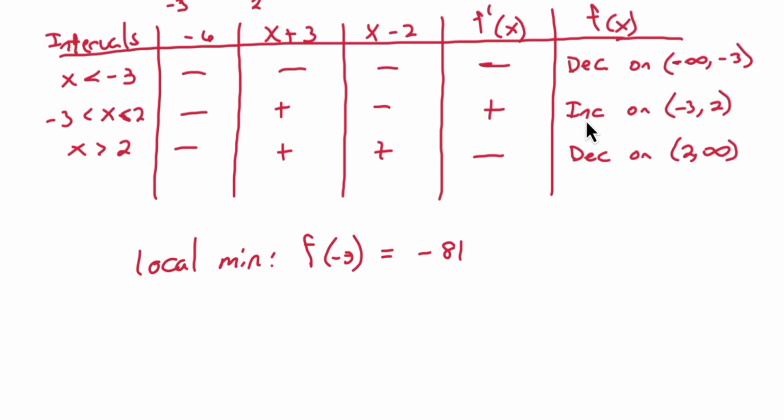And then we also have a change going from increasing to decreasing. That means there must be a local max. It occurs at 2. If we evaluate the original function at 2, we can get the value of that max to be 44.